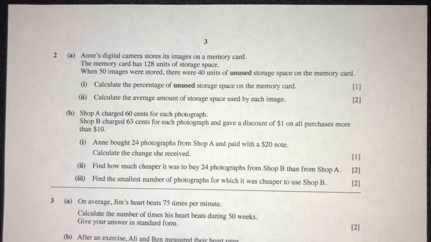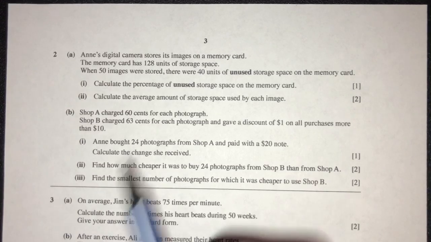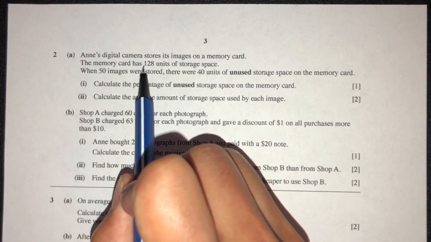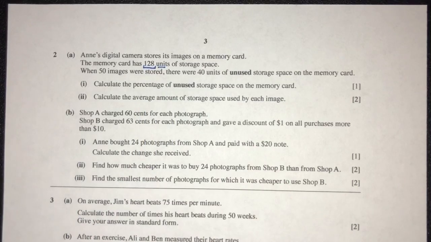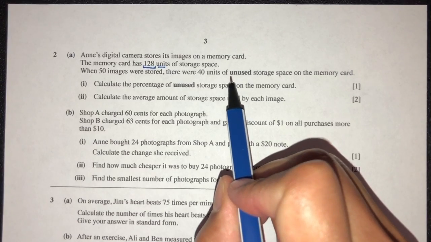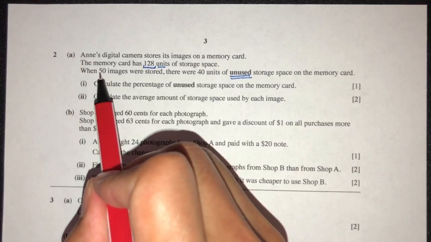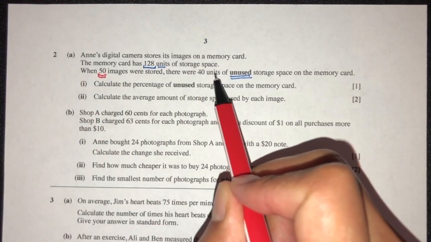So let's move on to question number 2. Part A, Ant's digital camera stores its images on a memory card. Fair enough, we take pictures and the pictures go to my memory card. Now the memory card has 128 units of storage, the amount that it can store. Now, when 50 images are stored, there are 40 units of unused storage. So that is something we have to be careful of.